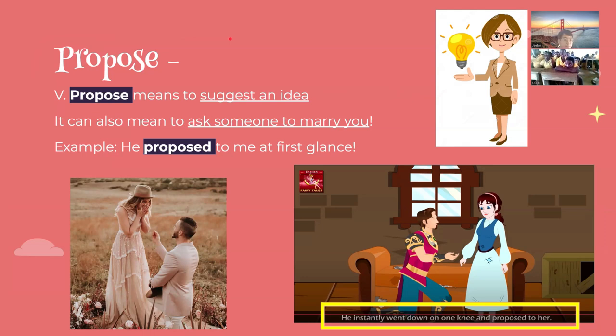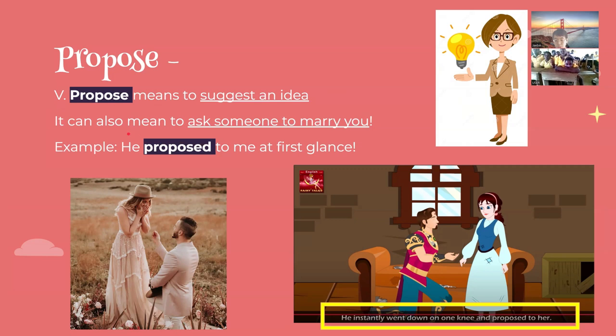Final word is propose. Propose also has a couple different meanings. As the main verb, to propose means to suggest an idea. So I can propose a certain idea. It means I'm suggesting an idea. It can also mean to ask someone to marry you. That is actually how it is used in the story.